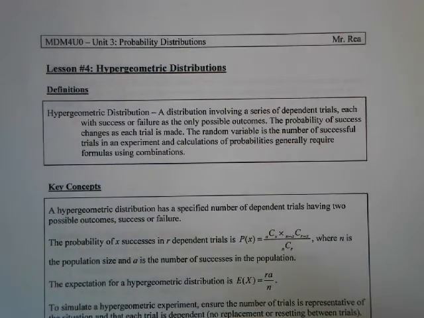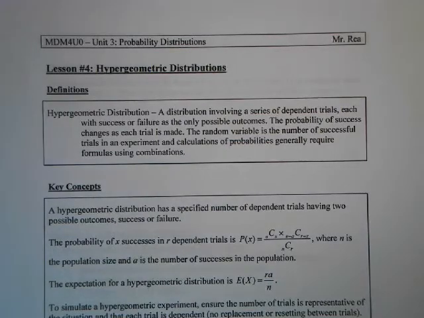We are finishing off our unit 3 where we're looking at different types of probability distributions. This is lesson 4, which is the final key distribution that we're looking at, and this is called the hypergeometric distribution, and it's a very important one, and we'll see why once we learn what it is.